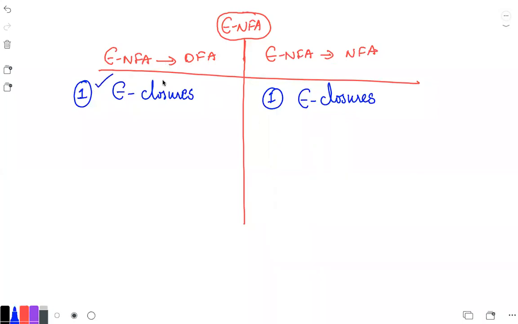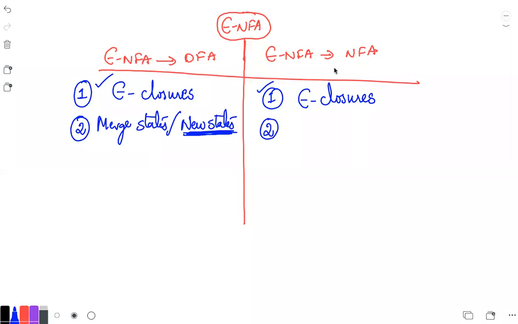Okay, for both the conversions, the first step is common: you need to compute epsilon closures. Now the second step. For DFA, you have to merge states in the epsilon closure. Merge states, or you can simply use the term new states. All the individual states in the epsilon closure, you merge and make it a new state. Now, in NFA conversion, no merging of states. We will take the original states as they are. Okay, that is the difference. In DFA conversion, you merge all the states in the epsilon closure.